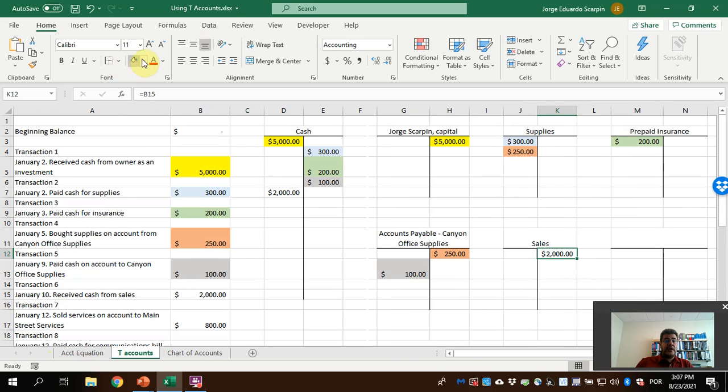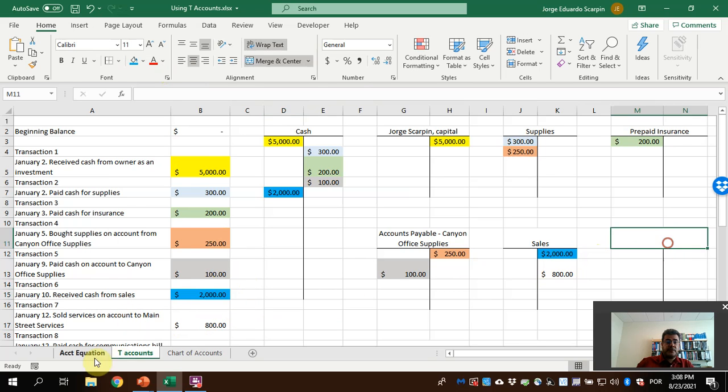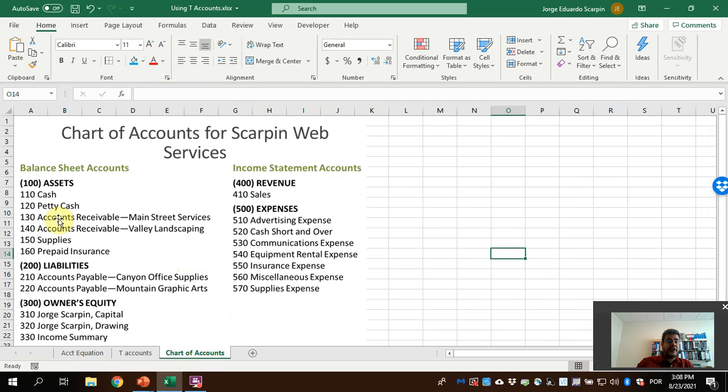So sales, this blue, this blue, this blue. Sold service on account, another sales on account. To whom? Main Street Service. So let's go to the chart of accounts. Accounts receivable, Main Street Service.